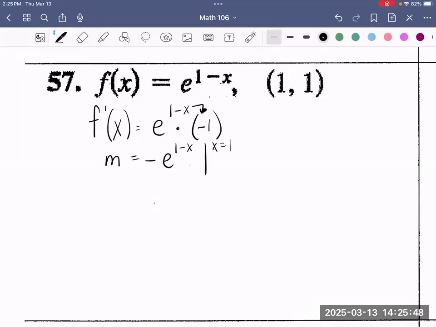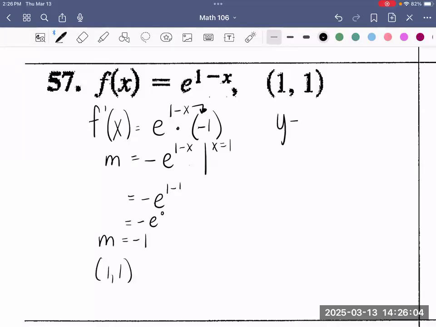Now we want your slope exactly when x is 1. So we can go ahead and plug in negative e to the 1 minus 1. So that would be e to the 0, or just negative 1. So your slope here is negative 1 at the point (1, 1).